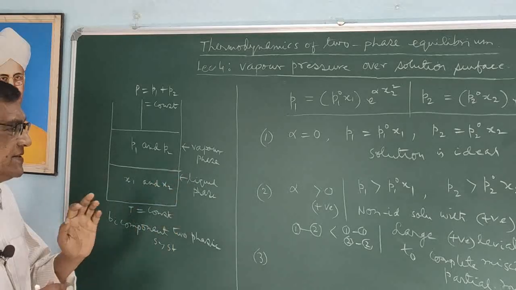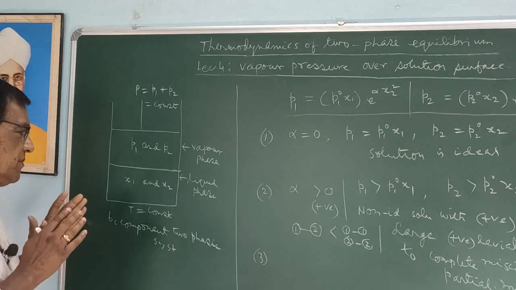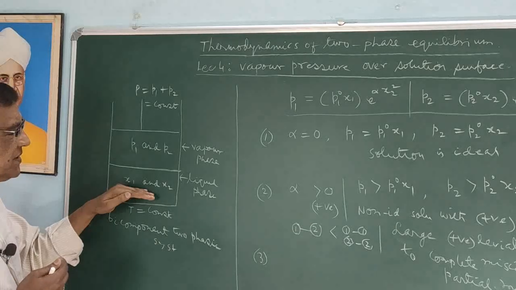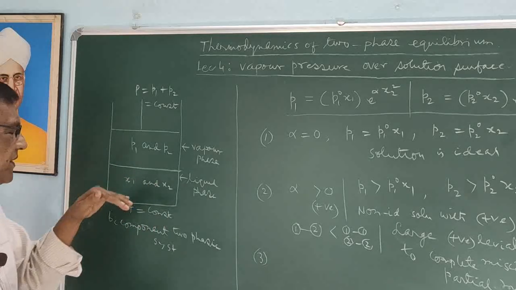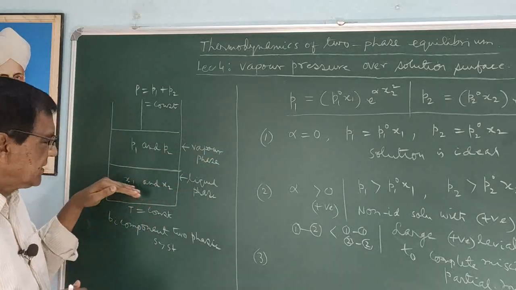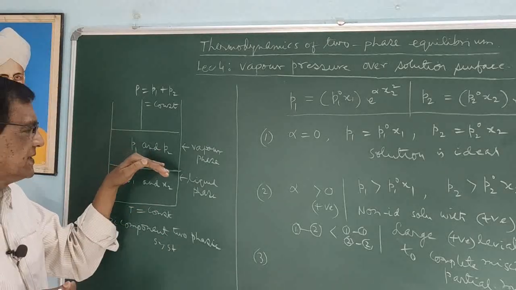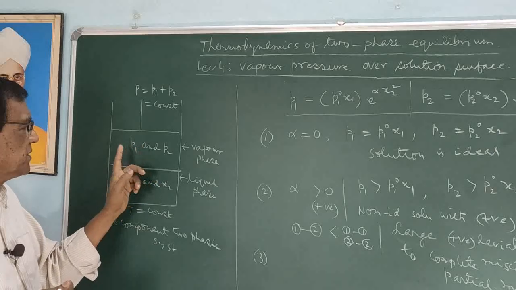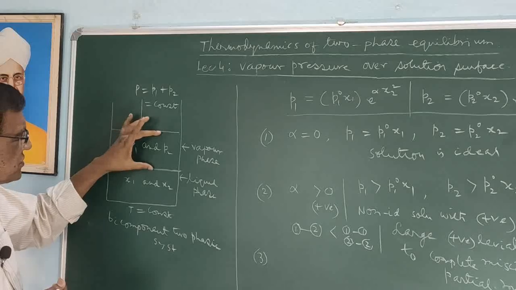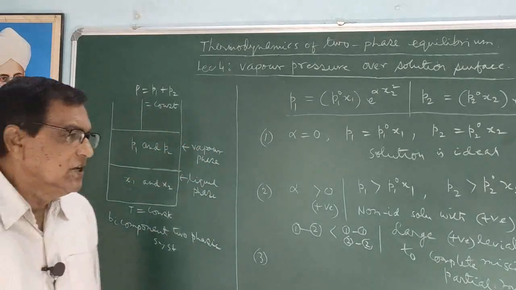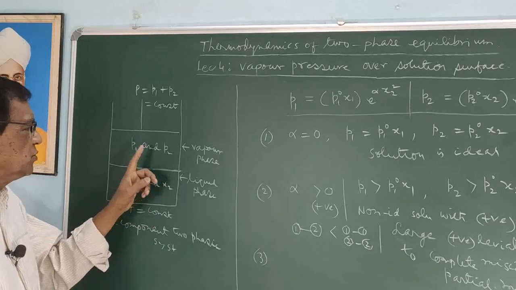One is the liquid phase, which contains these two volatile liquids in solution, having mole fractions x1 and x2. Since the liquids are volatile, part of the liquid will be vaporized and give the vapor pressures P1 and P2 for the first and second component, and this will constitute the vapor phase. So each component remains in equilibrium between these two phases.